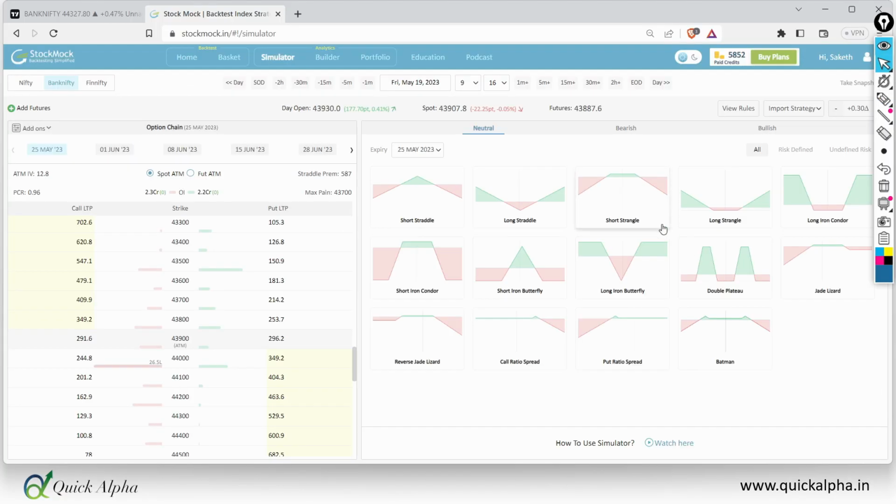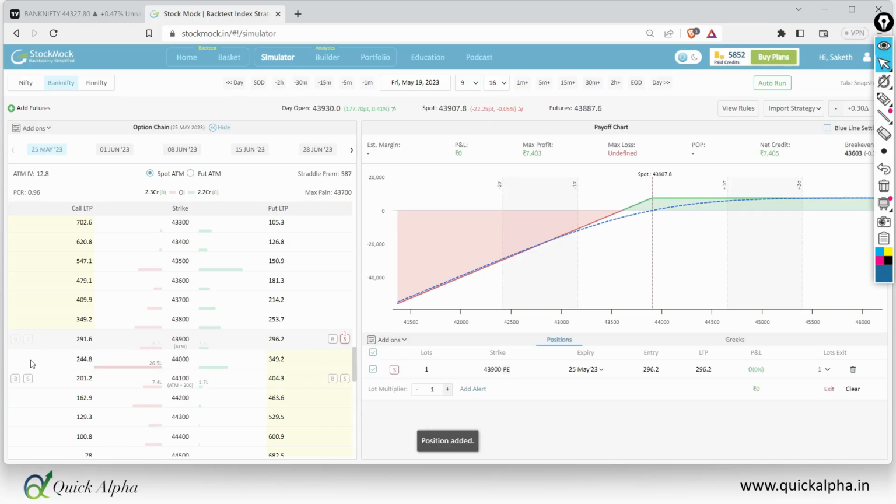other. In simulator, I have randomly picked 19th of May. So let's simply create a short straddle at 43,900. The premiums are trading at 296 and 291.